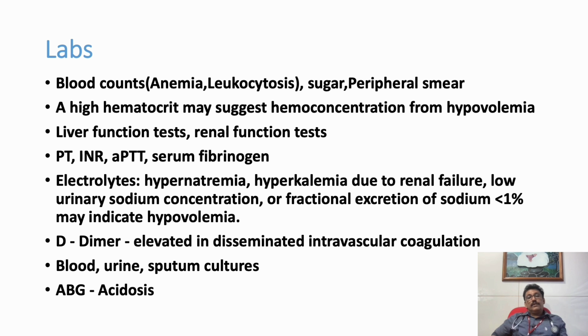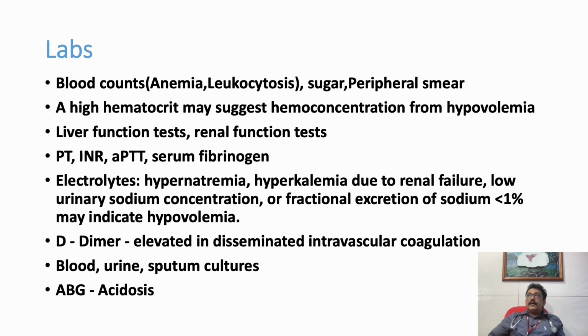Fibrinogen is a very important finding in diagnosing DIC, disseminated intravascular coagulation. If PT INR is elevated, APTT is elevated and fibrinogen levels are low, we have to think that the patient is going for DIC, disseminated intravascular coagulation. So that's a very bad prognosis state. So we have to be very careful. All electrolytes should be done in patients who are having shock.